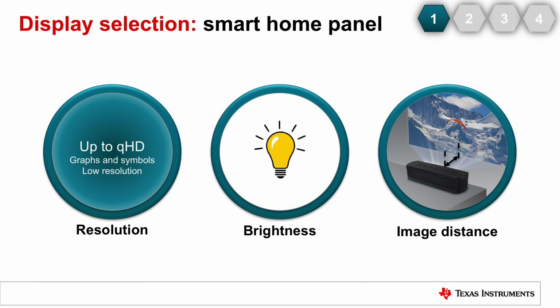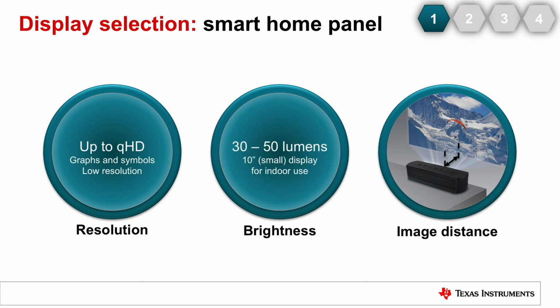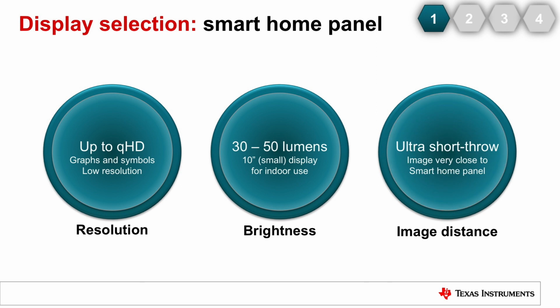Second, for the brightness, given that the display is small, 10 inches, and that the application is going to be used for indoor purposes, we're probably going to be okay with 30 to 50 lumens for this application. And then finally, because we want to integrate this to the wall and make the end equipment as close as possible to the wall, we definitely will require an ultra short throw projection for this application.